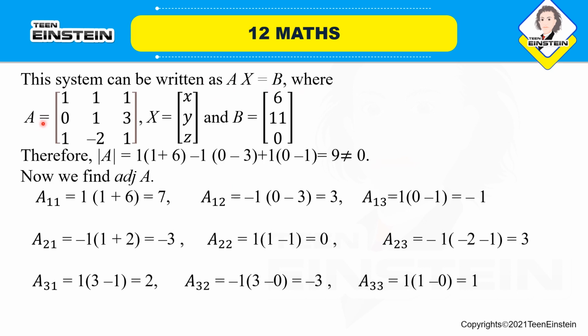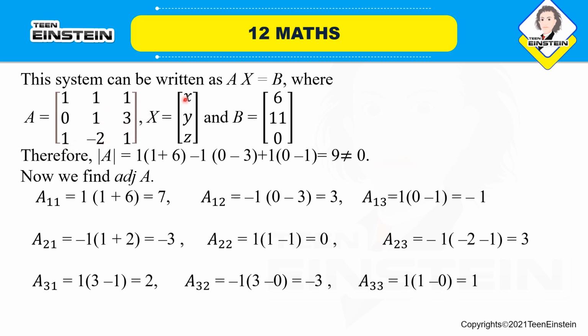So what is A here? 1, 1, 1. How will you write this? The coefficients of x, y, z from the first equation, so it is 1, 1, 1. And the coefficients of x, y, z from the second equation are 0, 1, 3. So that is your second row. What about the third row? Coefficients of x, y, z from the third equation are 1, minus 2, 1. So this will be your third row. So what is the coefficient matrix? A equal to matrix 1, 1, 1, 0, 1, 3, 1, minus 2, 1.